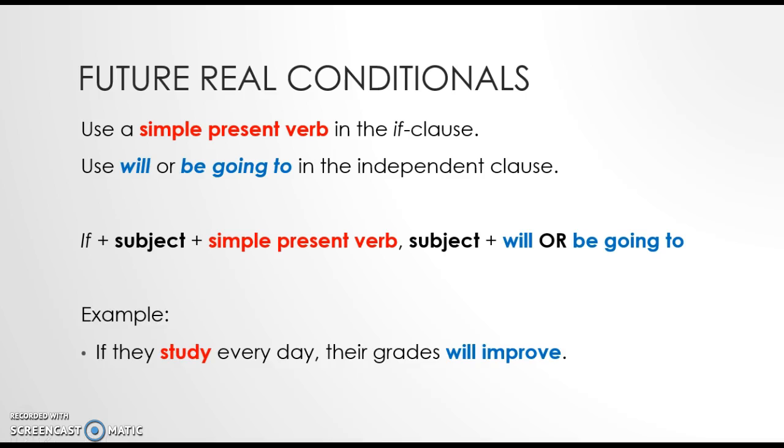So if we look at a couple of examples, if they study every day, their grades will improve. So here in the if clause, we have a simple present verb, study, and in the independent clause, we have future time, or will improve. So in other words, this has to happen first. They study every day, and then after that happens, their grades will improve.